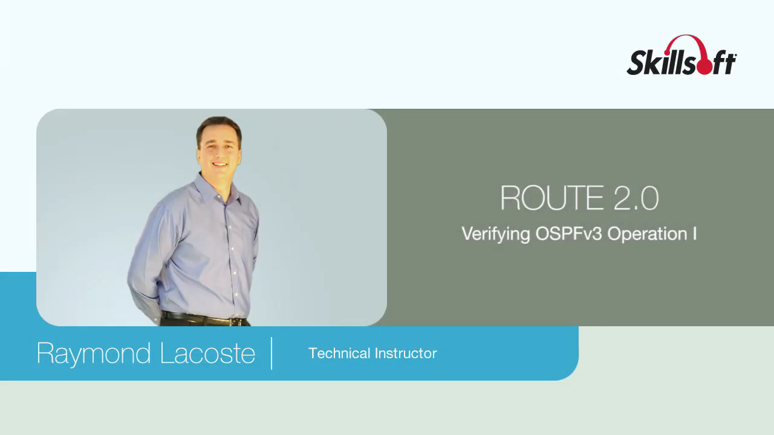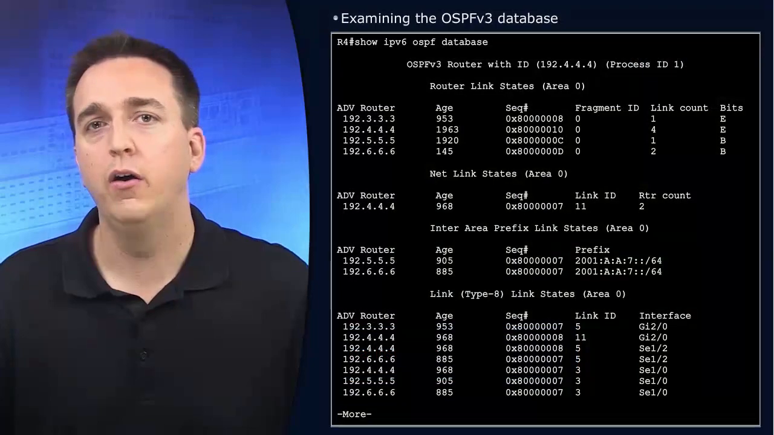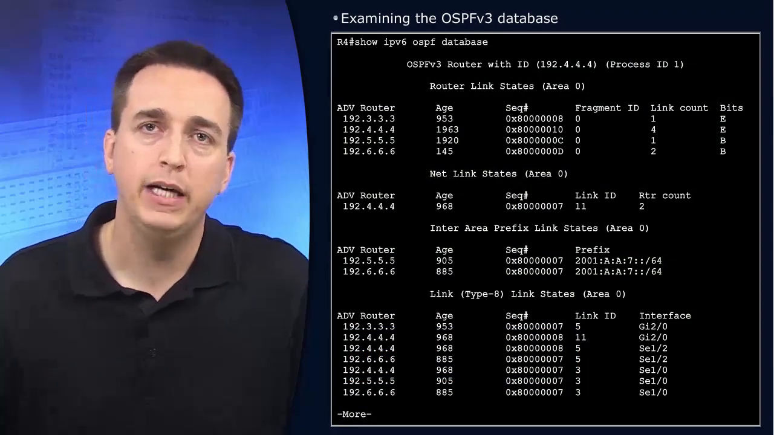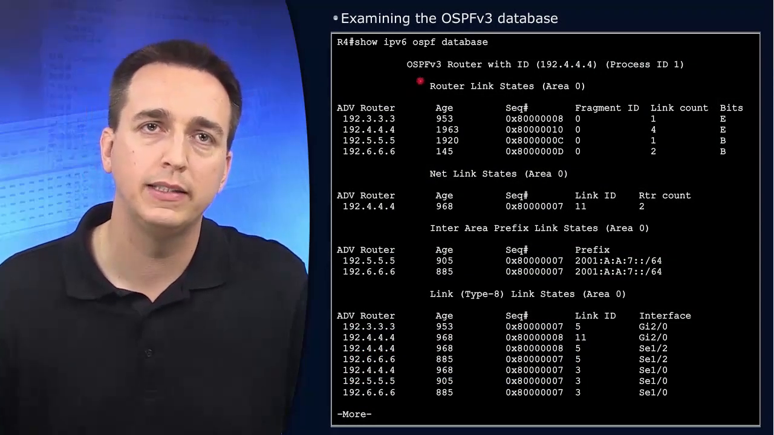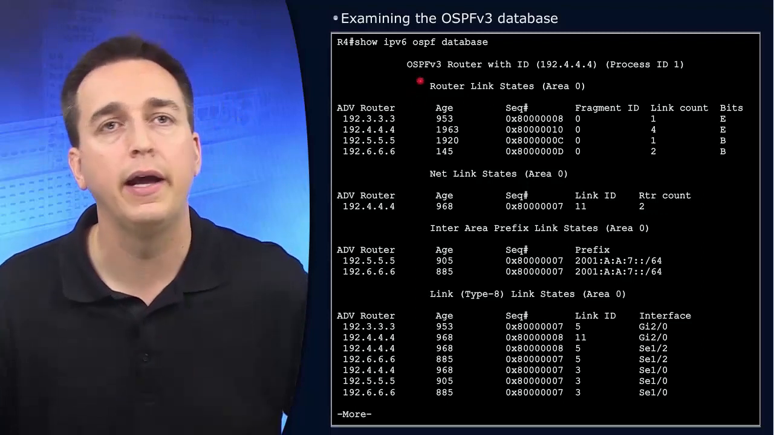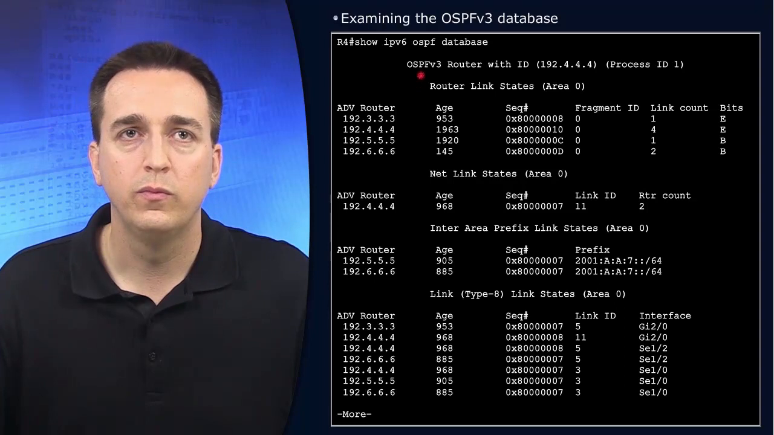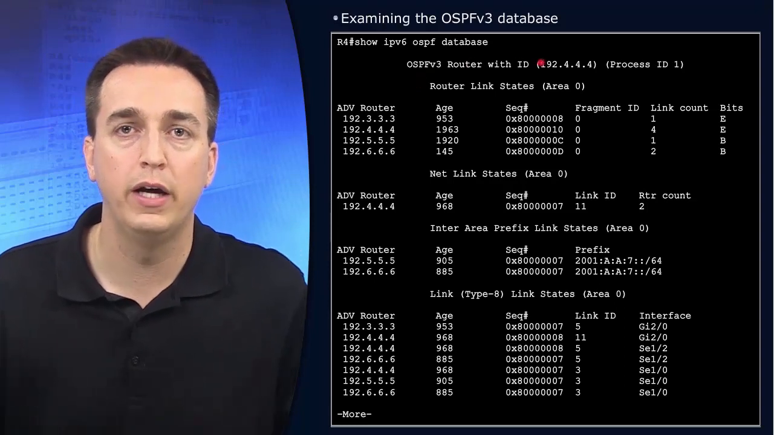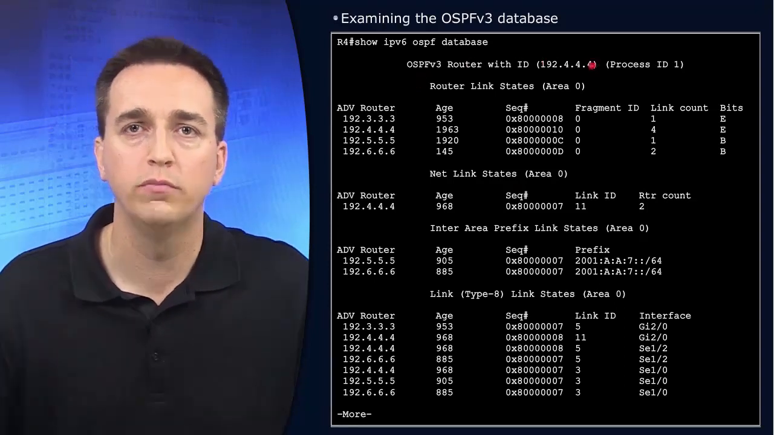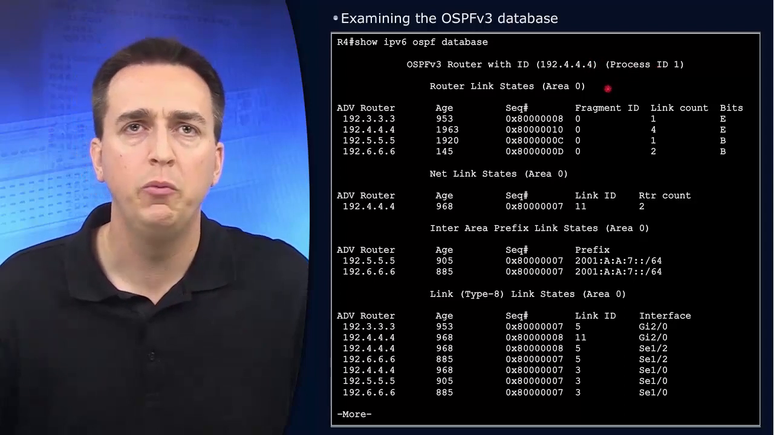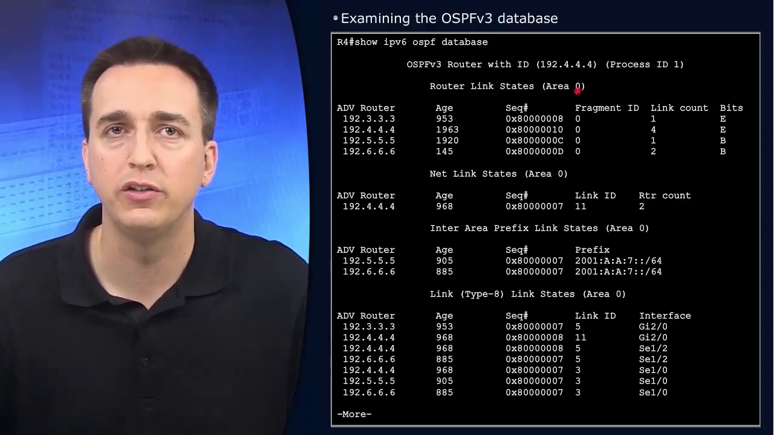Let's do a review by looking at a sample OSPFv3 database. And you should be able to read through this database exactly like I'm going to read it to you right now. What do we have here? We have a router with a router ID of 192.4.4.4. This is process ID 1. We are looking at area 0 information right now.